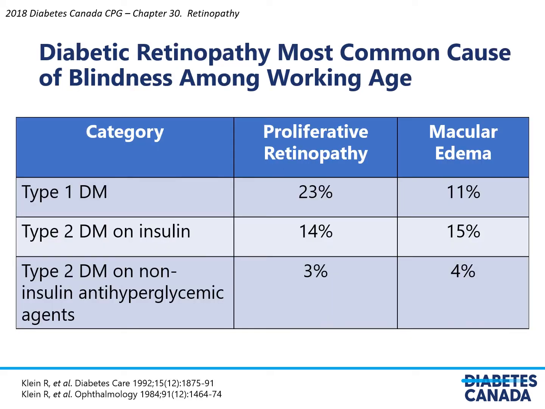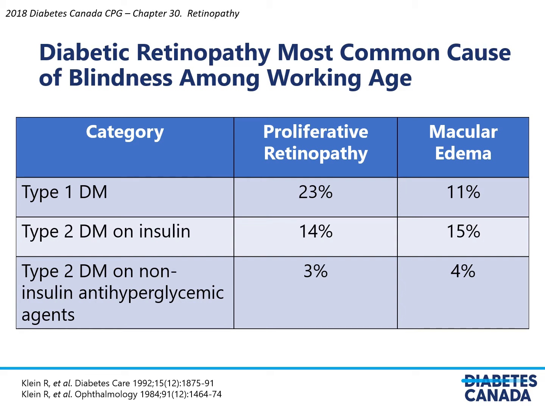The prevalence of diabetic retinopathy is shown here on this slide. Unfortunately, it remains the most common cause of blindness among working age individuals. Although these data are somewhat dated, you can see that the estimated prevalence of proliferative retinopathy is greatest in those living with type 1 diabetes at 23%. And then the next category would be type 2 diabetes on insulin at 14%. And then finally, only 3% in those with type 2 diabetes on non-insulin antihyperglycemics.